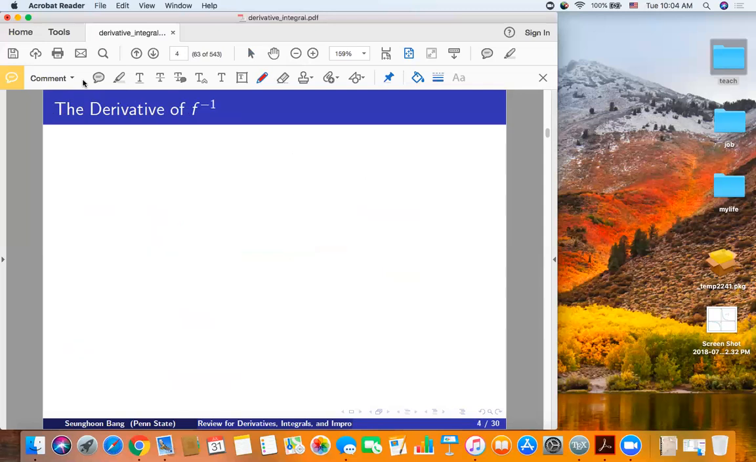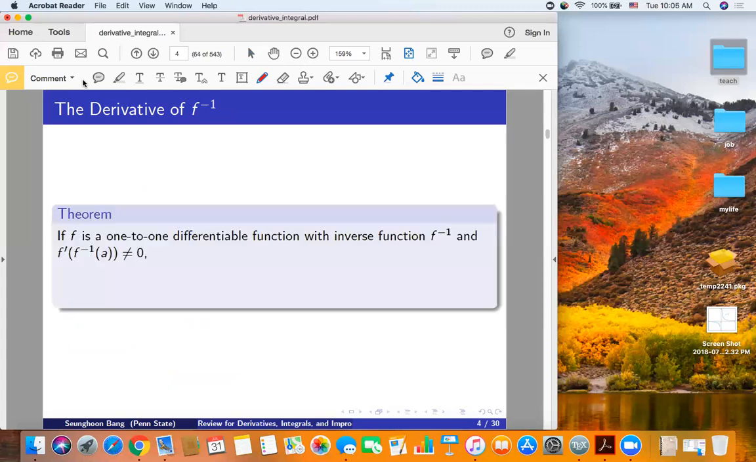So how can you find the derivative of the inverse of f? We use one theorem. If f is a one-to-one differentiable function with inverse function f inverse, and f prime of f inverse of a is not equal to 0, then the inverse function is differentiable at a. The derivative of f inverse at a is 1 over f prime of f inverse of a. This is one good result.